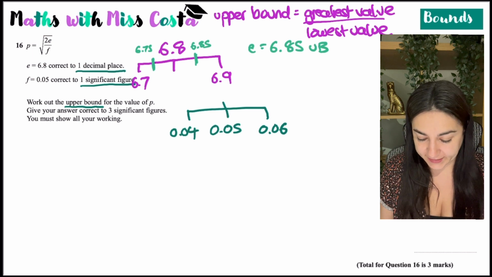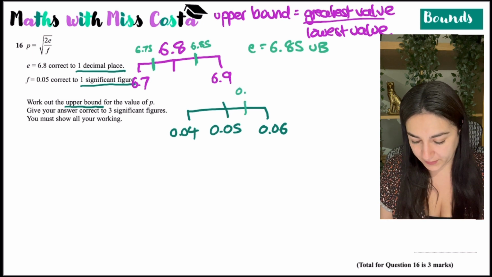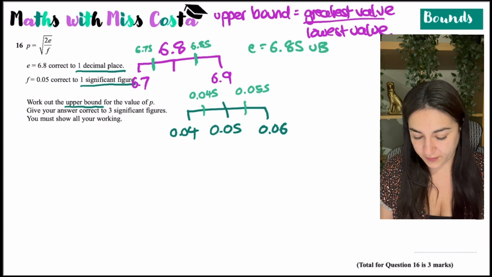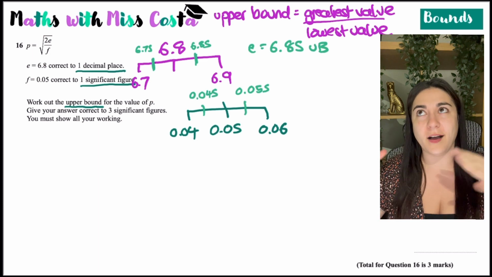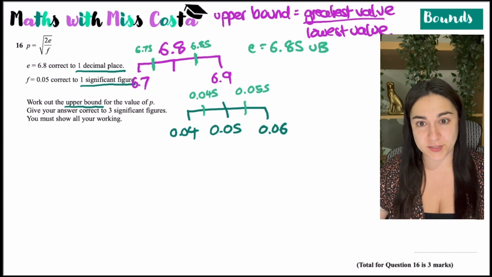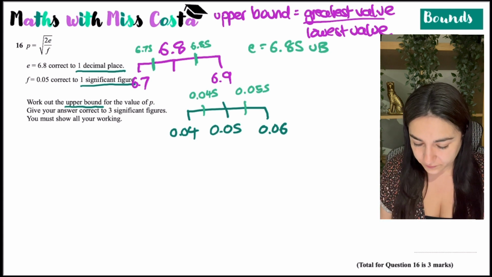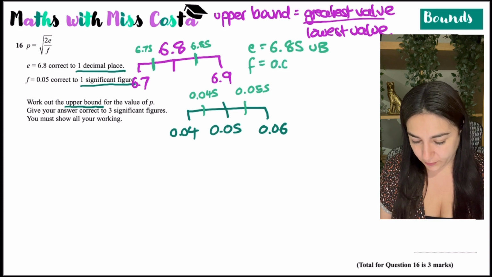So once again, let's look at its bounds. The upper bound would be 0.055 and 0.045. So you basically say, when you're doing bounds, you think, what are the options for it to round up or down to, and then you find the midpoint. So for F, the lower bound is 0.045.